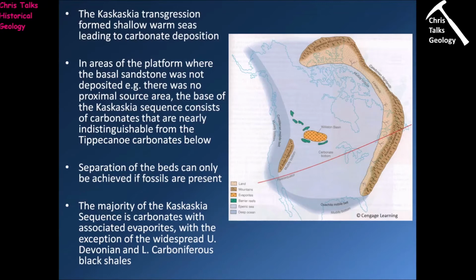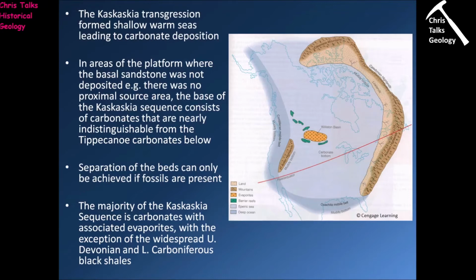So in areas of the Kaskaskia Sea where we didn't form the basal sandstone, which we discussed in the previous slide, what you end up with is carbonates from the Tippecanoe sequence sitting directly below carbonates from the Kaskaskia sequence.